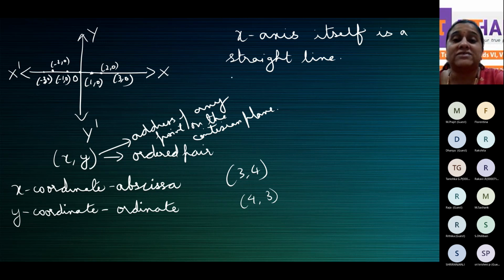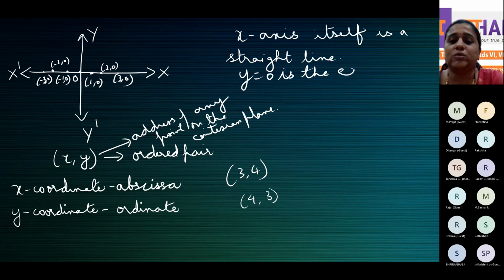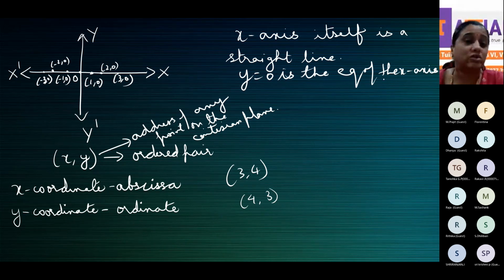So now coming back, the x-axis itself is a straight line, so it's given by a linear equation in two variables, x and y. And what is that equation? When you look at the various points plotted on the x-axis, we see that the y value is always 0. So y is equal to 0 is the equation of the x-axis.